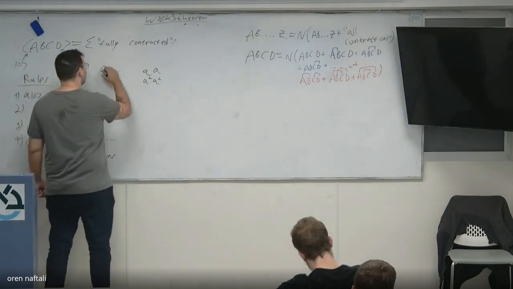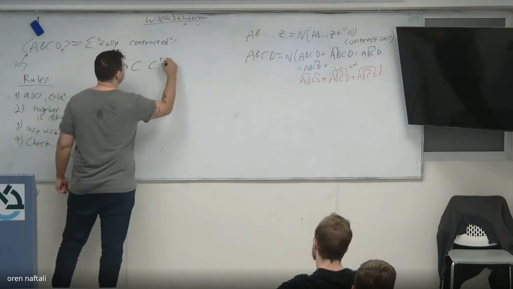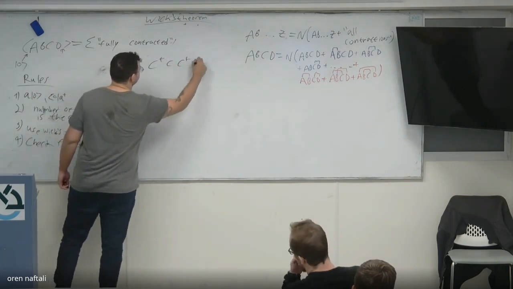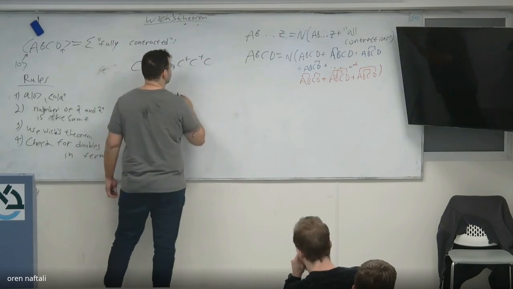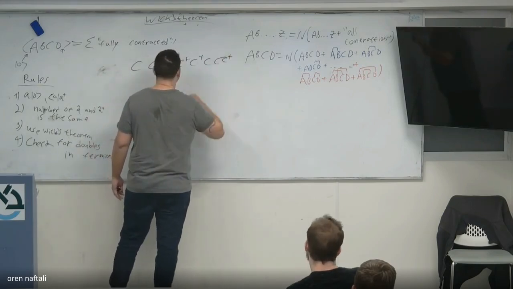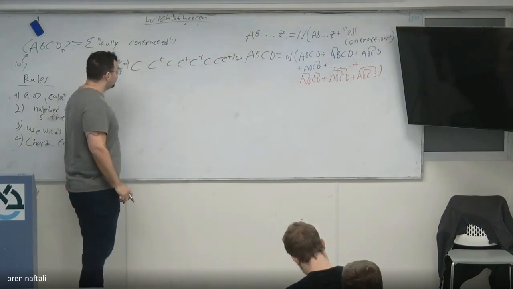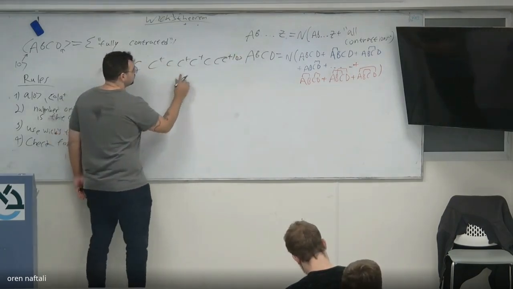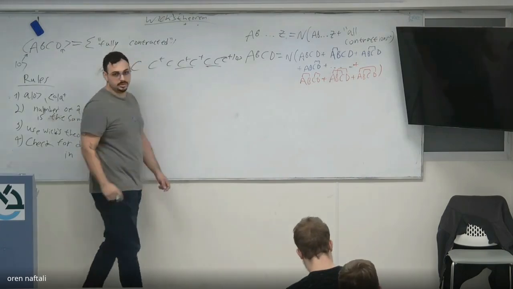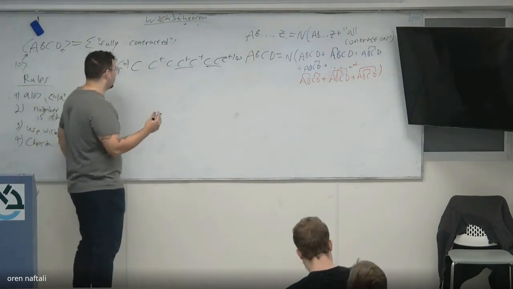I can write C, C dagger, C dagger, C dagger, C, C dagger, whatever. And this term or this term will tell me that it absolutely zeroes out. Because this is going to be quick.